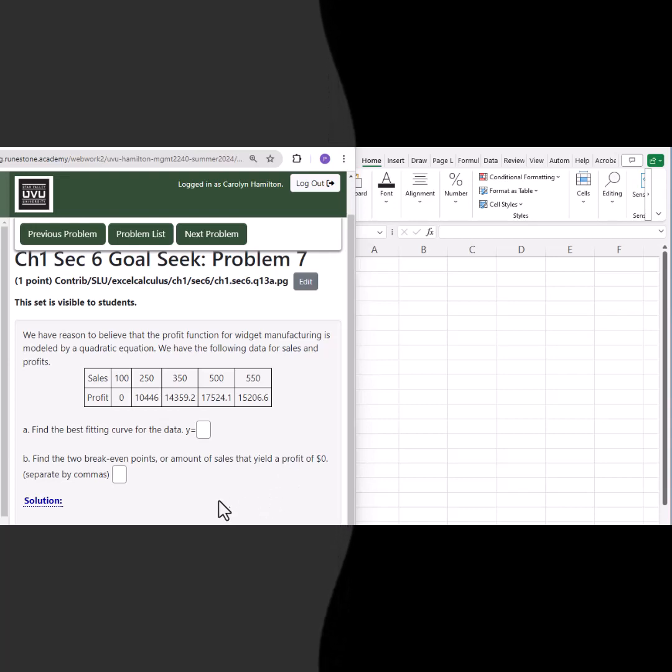In this problem, we're given data about sales and the corresponding profit, and an assumption that it can be modeled by a quadratic equation. So given these data, find the best fitting curve, which will be a parabola, quadratic, for the data, and then find the two break-even points where the profit would be expected to be zero. Okay, now what they want is where the profit is zero based on the model, not based on the data, okay?